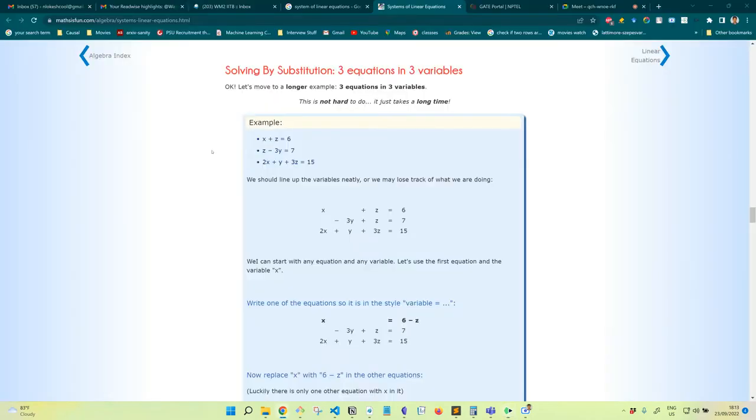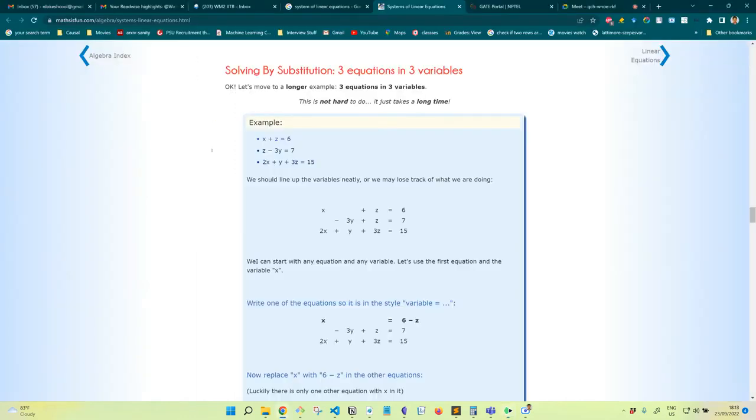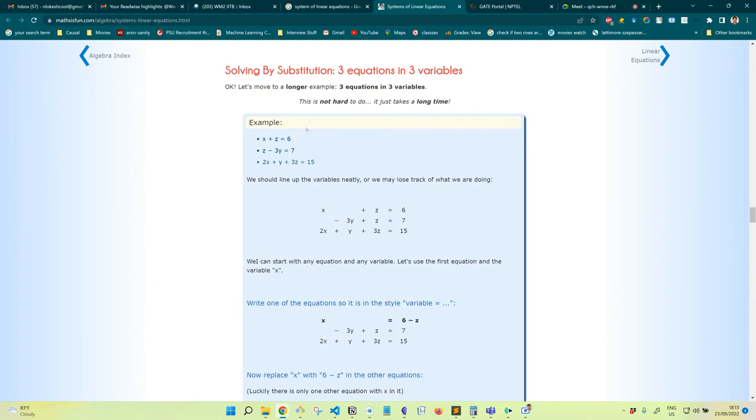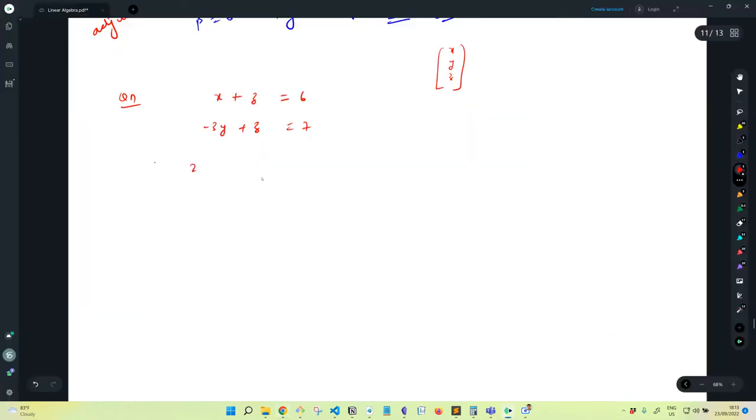So first equation is x plus z equals 6. Second equation is minus 3y plus z equals 7. I'm writing it minus 3y because I want the order of the variables to be x, y, and z. Okay, and third equation is 2x plus y plus 3z equals 15.